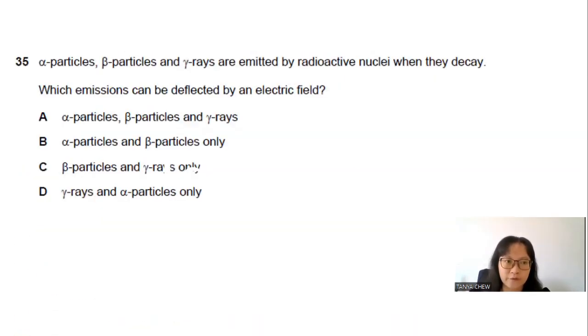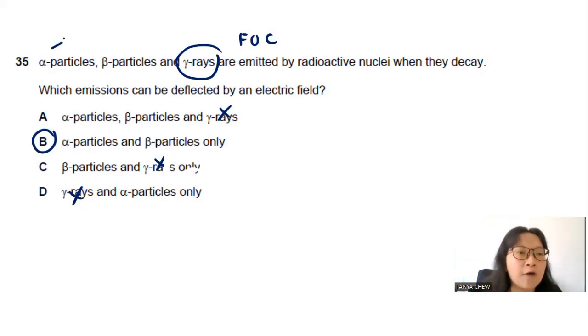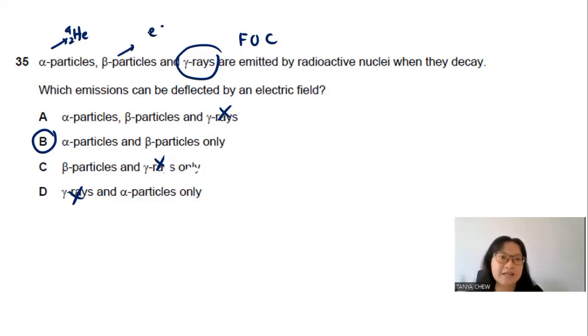Question number 35. Alpha particles, beta particles, and gamma rays are emitted by radioactive nuclei when they decay. Which emissions can be deflected by an electric field? The one that is not deflected is gamma ray, because gamma ray is free of charge. So say no to gamma. So the answer is B. But of course, I will explain what an alpha particle is. An alpha particle is a helium nucleus, 4 2 He. A beta particle is a fast-moving electron with a negative charge.